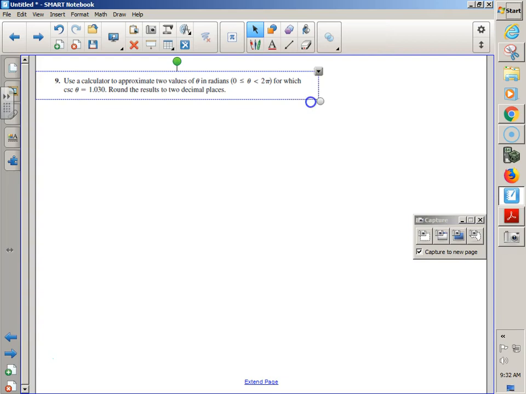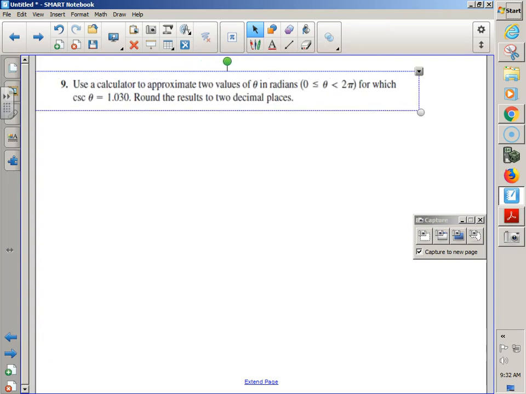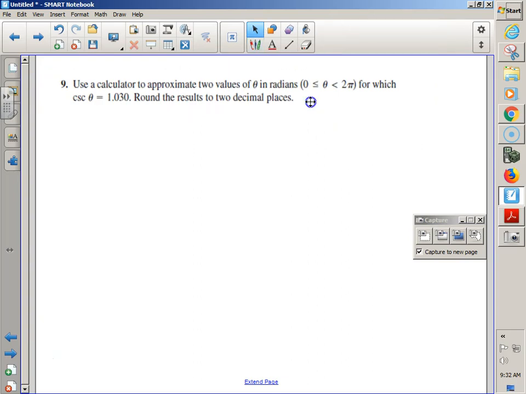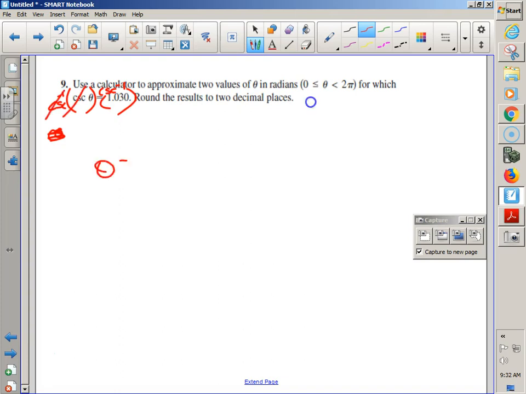It says, use a calculator to approximate two values in 0 to 2 pi for which cosecant of theta equals, wait a minute, I have to go backwards from cosecant. How do we ever undo a trig? By taking the inverse, right? Oh, easy. Well, you guys, inverses are not too bad. Use second sine, second cosine, second tangent. There's no second cosecant button. AKA we should sue. AKA no, there's a formula for this, isn't there?